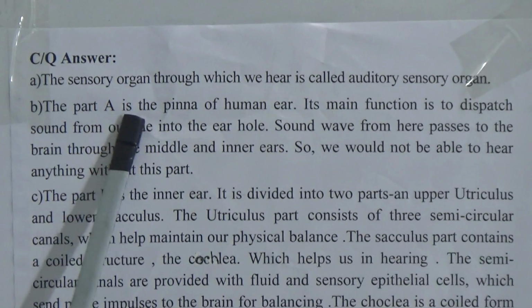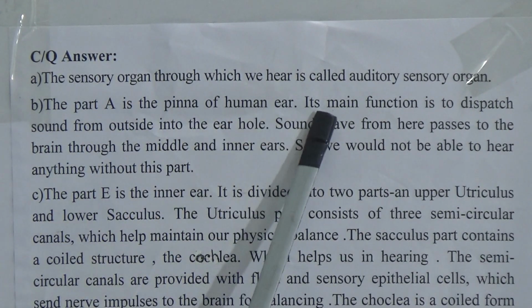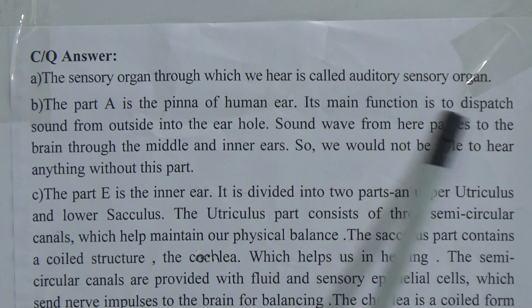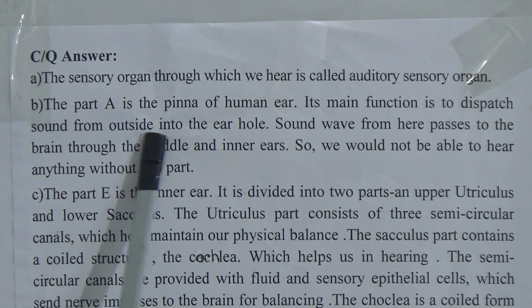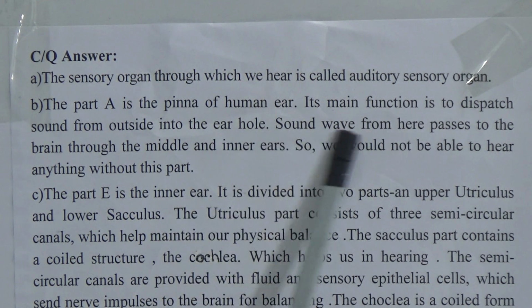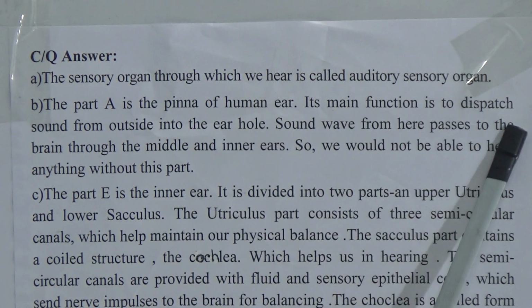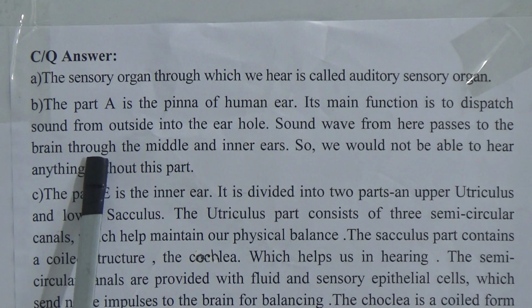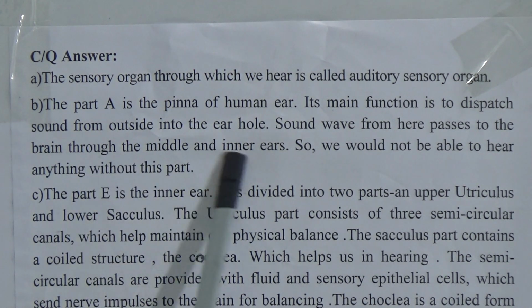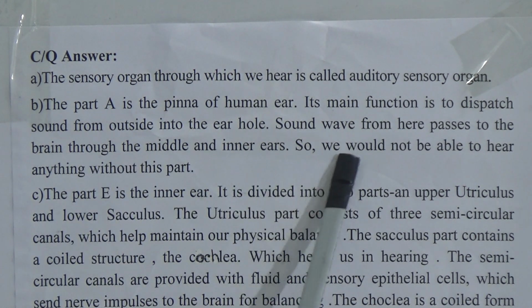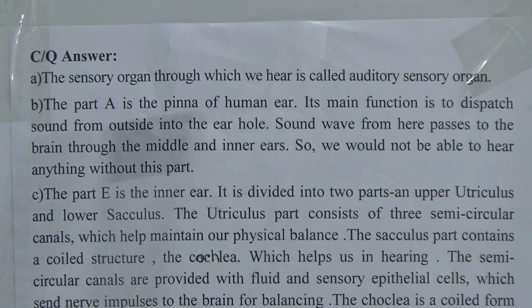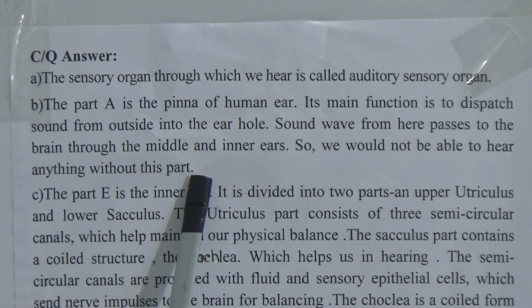Now come to the answer. The part A is the pinna of the human ear. Its main function is to disperse sound from outside into the ear hole. Sound waves from here pass to the brain through the middle and inner ear. So we would not be able to hear anything without this part.